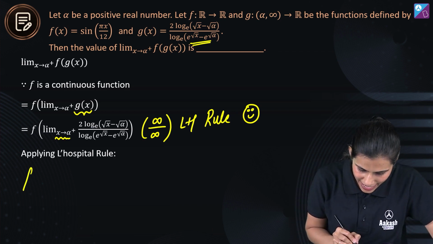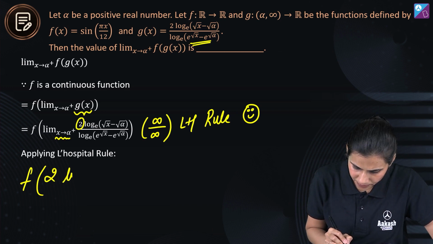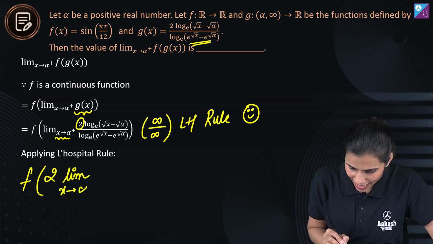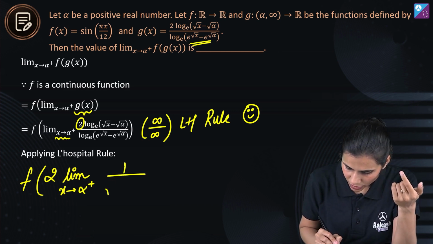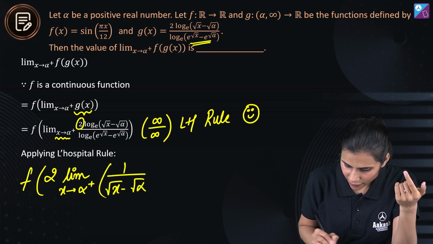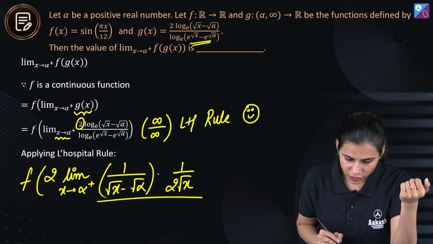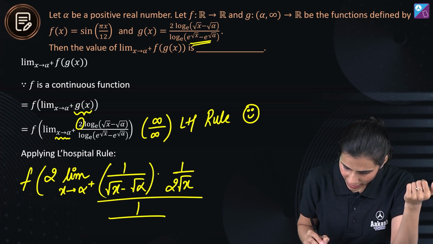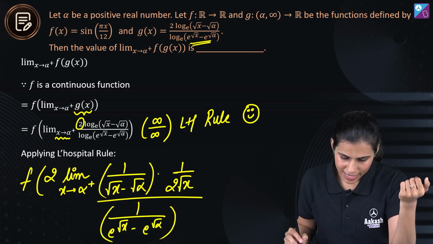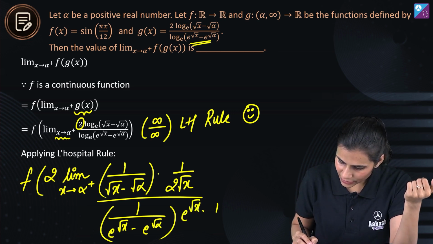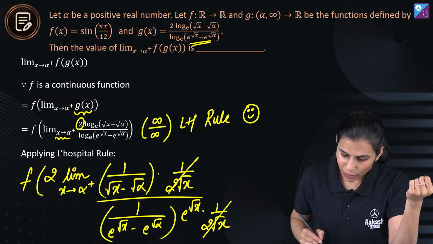So what do I have? F, this 2 I'm going to just pull out because it is a scalar. Limit x tends to alpha from the positive. Now differentiate the numerator. You get 1 upon root x minus root alpha into 1 by 2 root x. Whole upon, differentiate the denominator, you will get 1 upon e to the power root x minus e to the power root alpha, and then you have e to the power root x into 1 by 2 root x. Correct? So this gets cancelled out straight away.